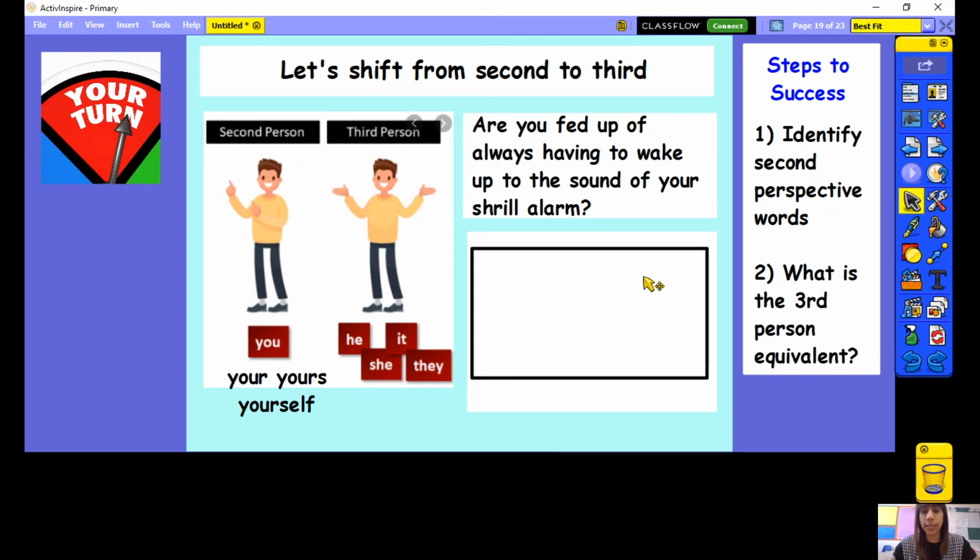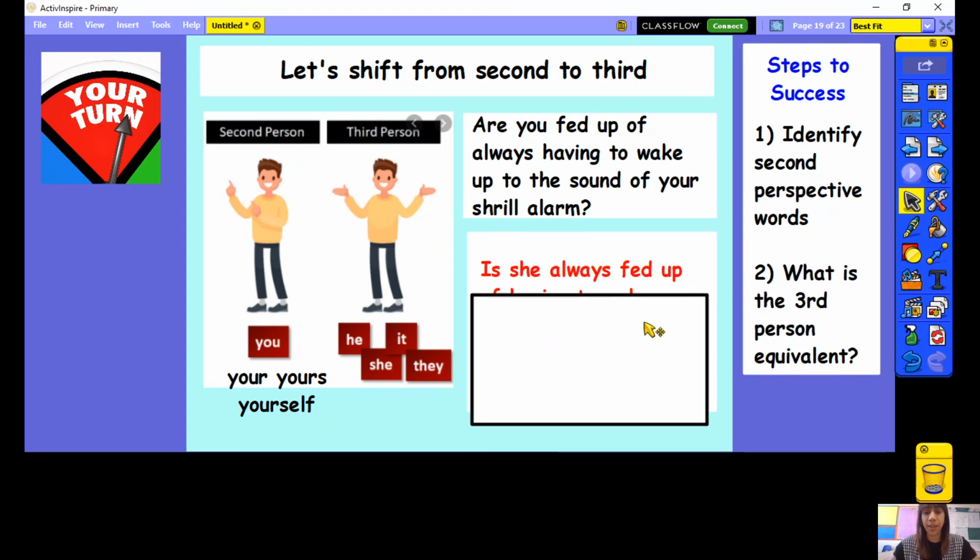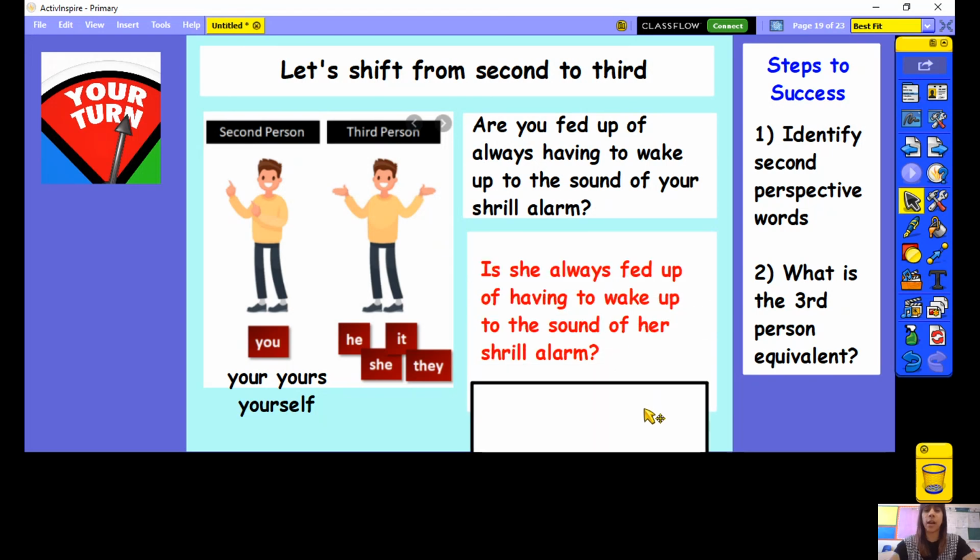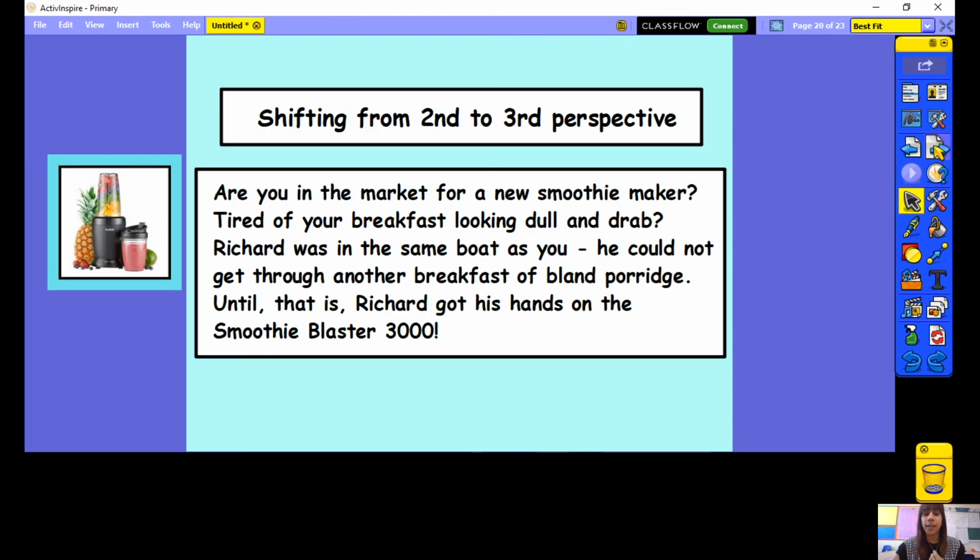Okay, I'm going to reveal my answers. Is she always fed up of having to wake up to the sound of her shrill alarm? So again, no longer talking to somebody, I'm talking about somebody. Fantastic. Okay, so now that we have looked at what changing perspective means, we know the different perspectives that there are, and we've had a go at changing them up ourselves.